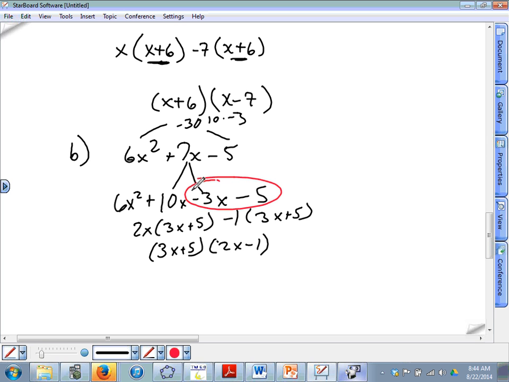Good. Now, question for you guys. Does it matter the order that these two terms come in? It doesn't. It could have been negative 3x plus 10x. It doesn't matter the order. You'd end up with the same thing. Your binomials would be switched, but it's all right. Okay.